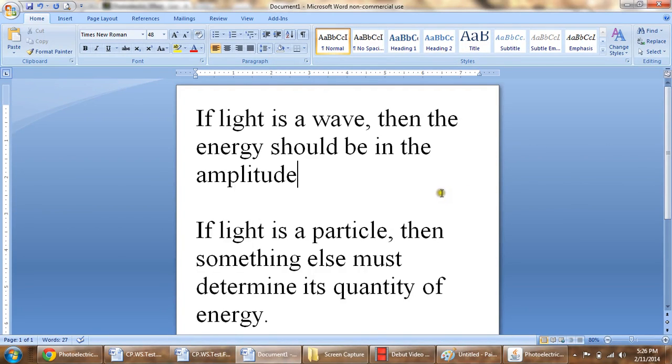This video is on the photoelectric effect and the work function for quantum nuclear physics. So there are two theories: light is a wave or light is a particle.